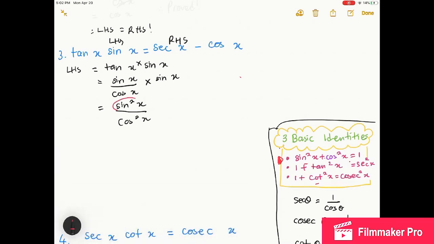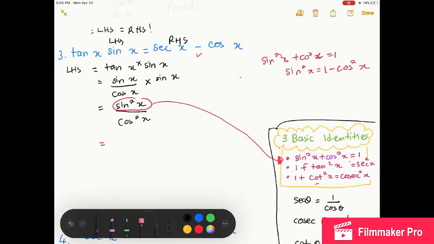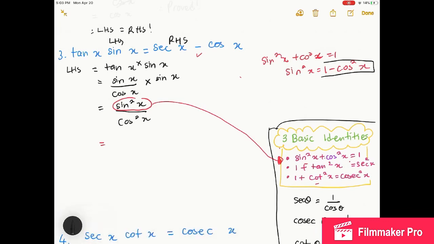So in this case, how am I going to solve this to make it the same? Because it's got a minus here, right? For sine square x, I have to use this basic identity, which is sine square x plus cos square x equals 1. So sine square x equals 1 minus cos square x. So I'm going to substitute sine square x, which is equal to 1 minus cos square x, into the equation. So what I get is like this.